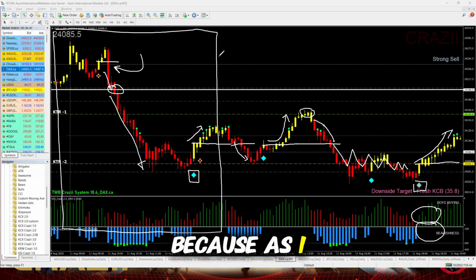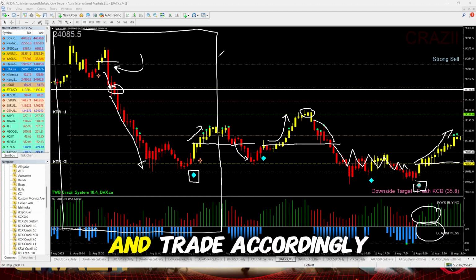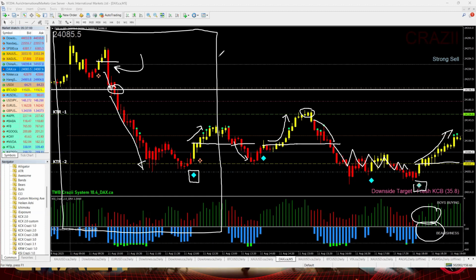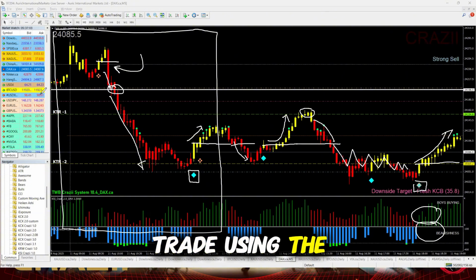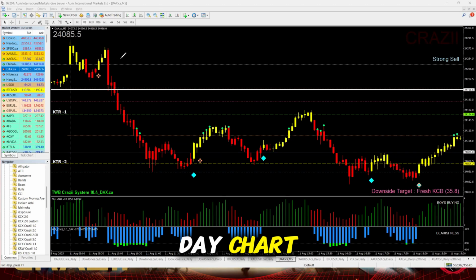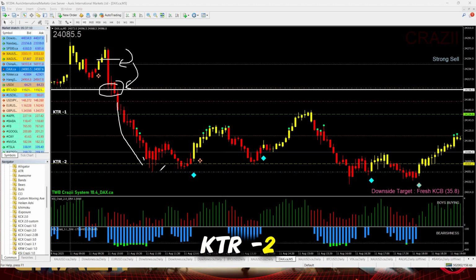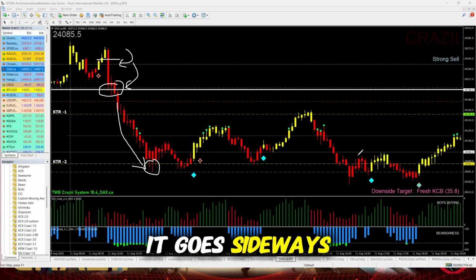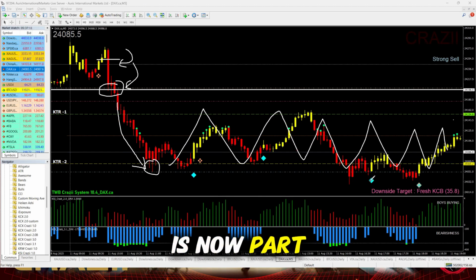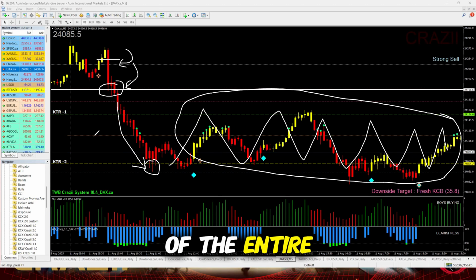The reason is that, as I said again, you don't need to trade every single moment. You just trade according to plan. Once you know what to do on the day chart, you can utilize it on the 5-minute chart and trade accordingly. So you can see how you can trade using the simple line strategy. When you break the diamond line on the day chart, you can double sell on the market. Once the market hit KTR -2, the remaining part goes sideways because the market is now part and parcel of the entire movement downwards.